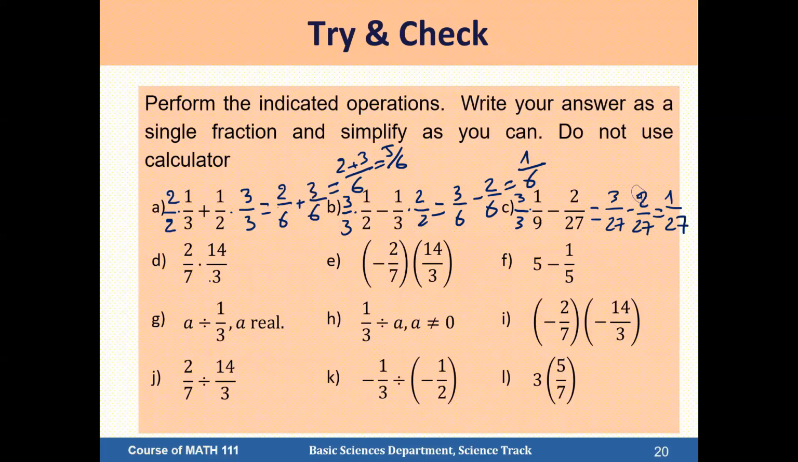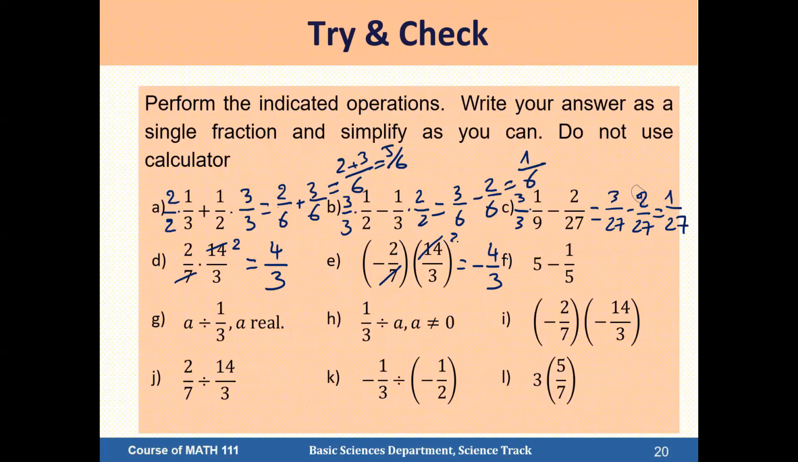Here we have a multiplication. We can simplify 7 and 14, 2. 2 times 7. So 2 times 2 is 4 over 3. Same thing here. Signs: minus times plus is minus. 2 times 2, 4 over 3.